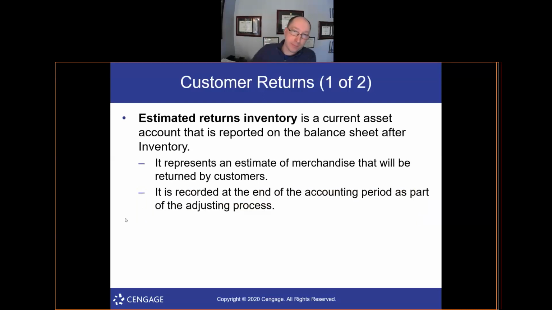About customer refunds. Throughout the year, we expect that we're going to have to issue a certain amount of customer refunds. This is a normal part of retail business. We estimate it based off of the total sales each year. Estimated returns inventory is an asset account that is reported on the balance sheet. It represents the estimate of merchandise that will be returned by customers. It's recorded at the end of the accounting period in the adjusting process. We talked about the adjusting process in the accounting cycle way back when, I believe in chapters 2 and 3.